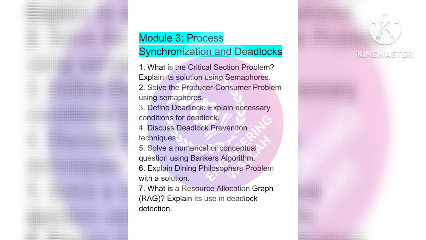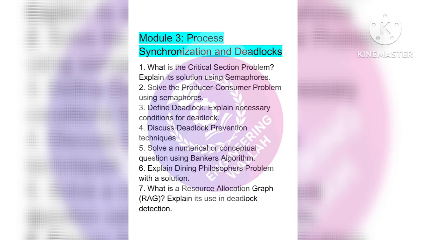1. What is the critical section problem? It's the problem of safely sharing resources. Solutions like semaphores help prevent conflicts. 2. Producer-consumer problem using semaphores. We'll walk through this classic problem with simple code and explanation. 3. Deadlocks. Definition and conditions. Deadlock happens when processes wait forever. We'll cover the 4 necessary conditions.